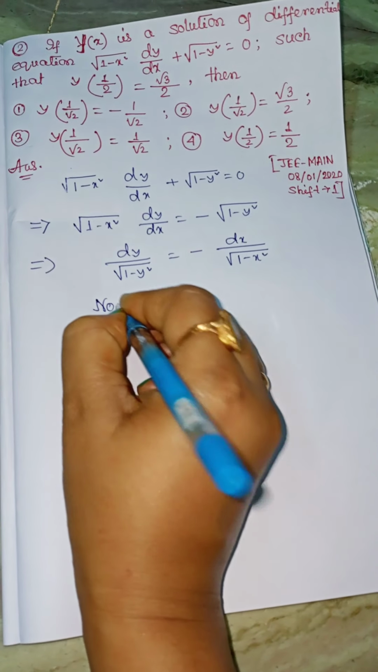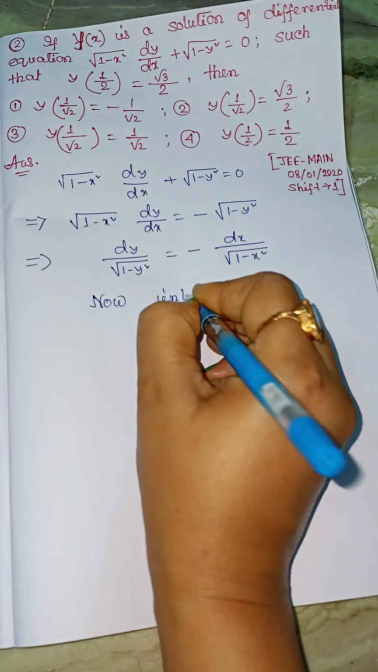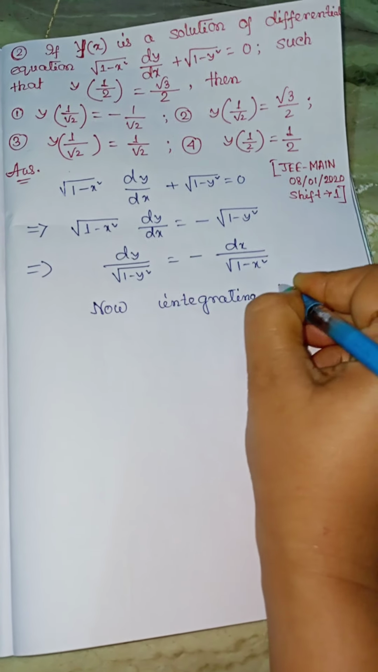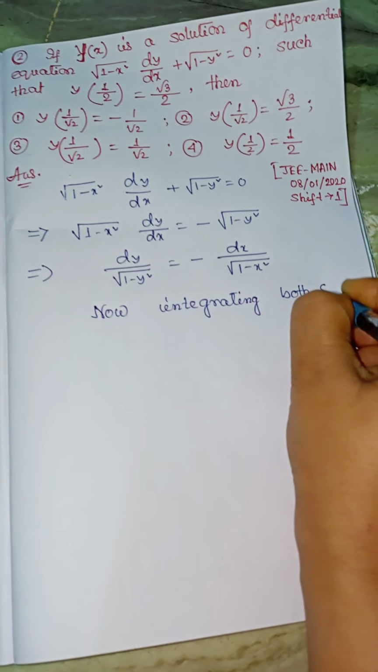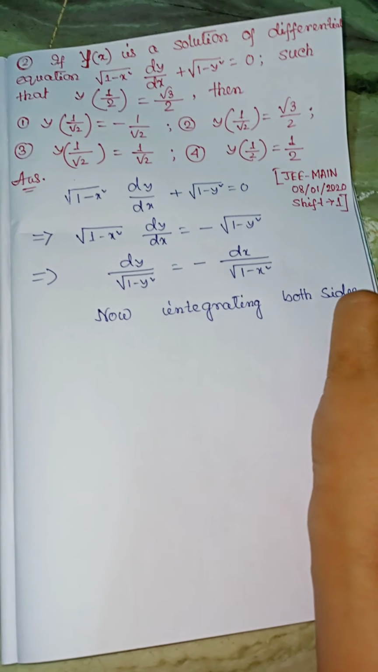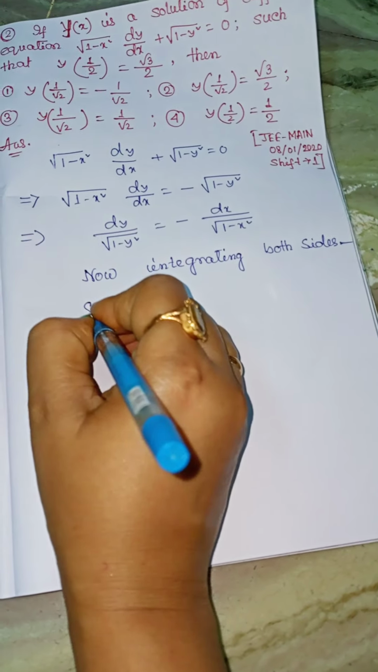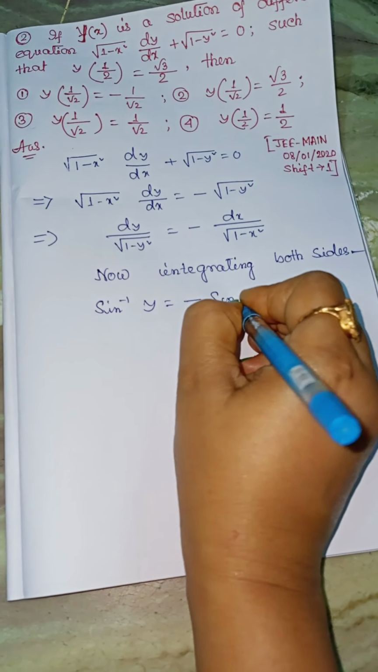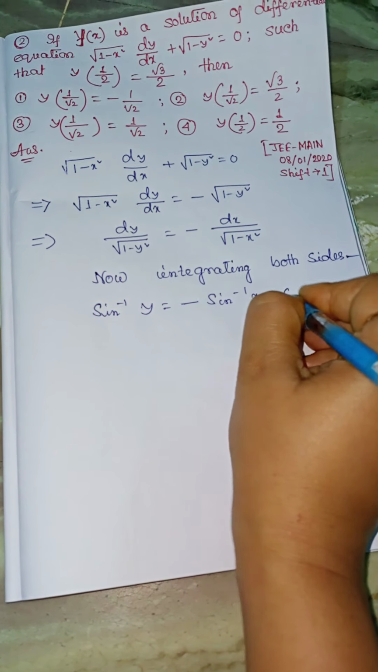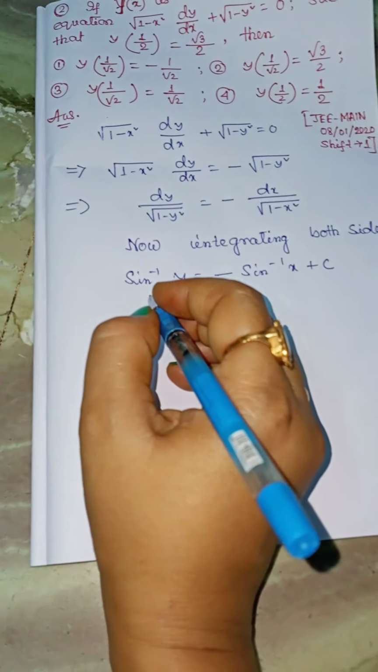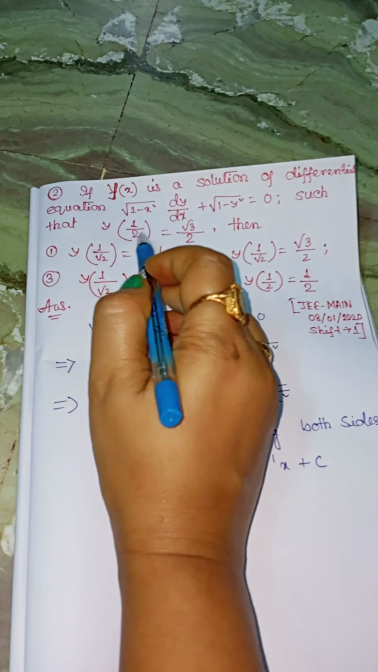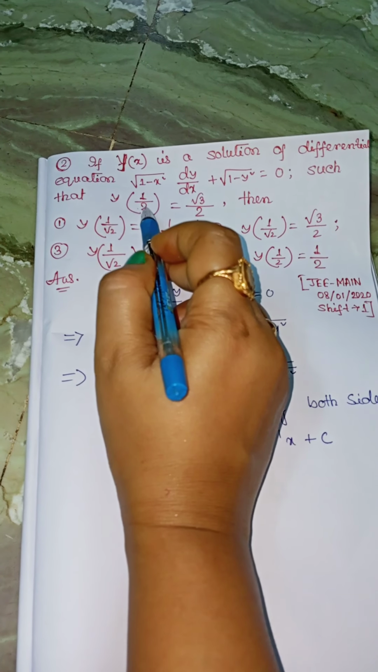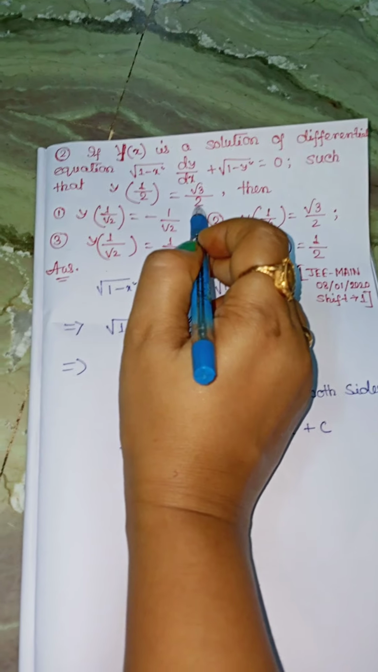Integrating both sides, we get sine inverse y is equal to minus sine inverse x plus c, where c is a constant. Now given y of half is equal to root 3 by 2, that means x is equal to 1 by 2 and y is equal to root 3 by 2.